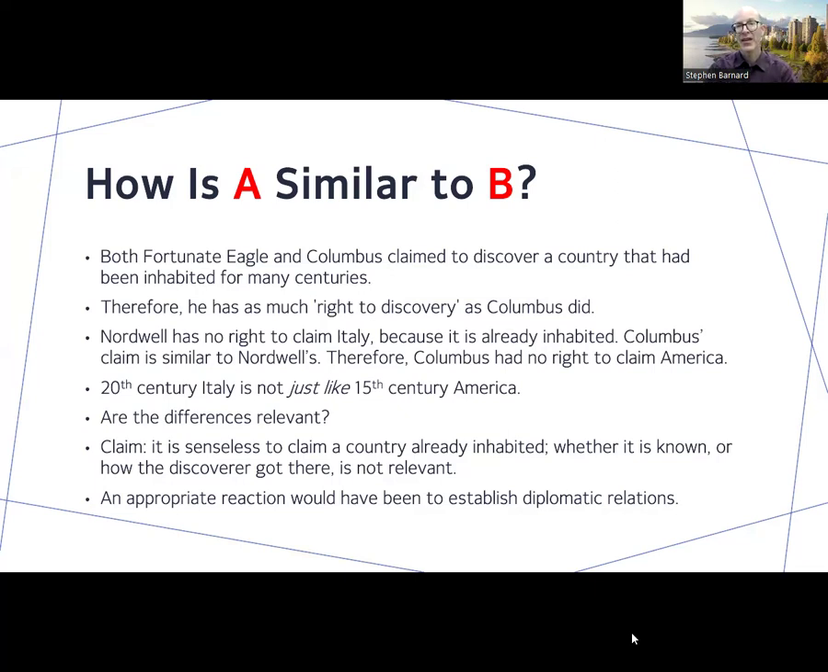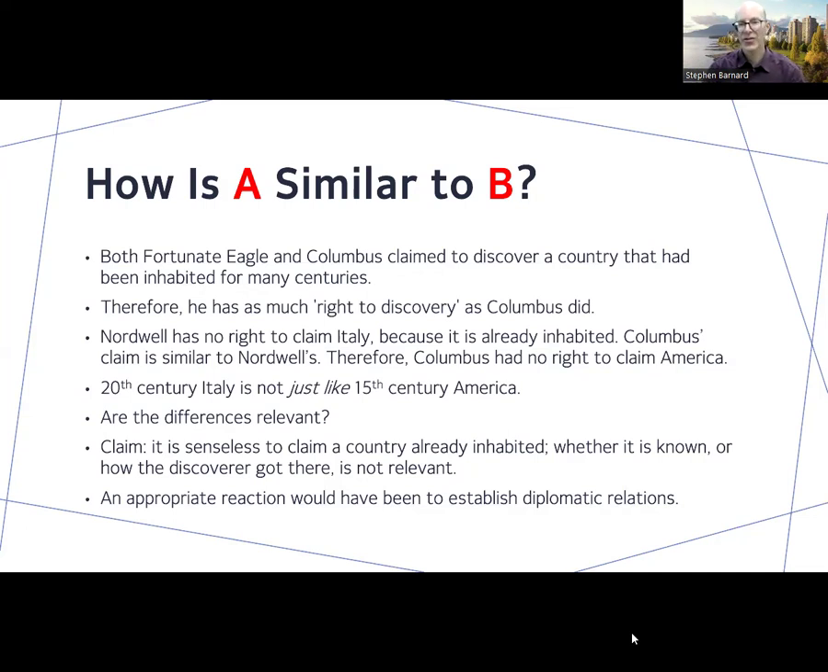Now, once again, these two ideas are not exactly the same. There are significant differences. 20th century Italy is not like 15th century America. Taking a plane to Italy, obviously, he did not discover Italy. He was not even the first native to go there. People from all over the world have been visiting Italy for a very long time. So he was not discovering it, quote unquote, in the same way that Christopher Columbus claimed to have discovered the Americas. But he is making a point, and that is that it's senseless to claim a country by right of discovery if it's already inhabited.